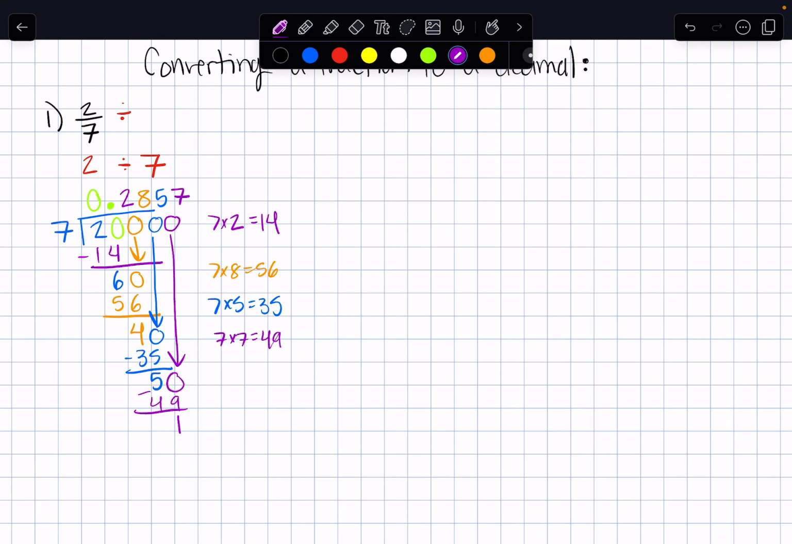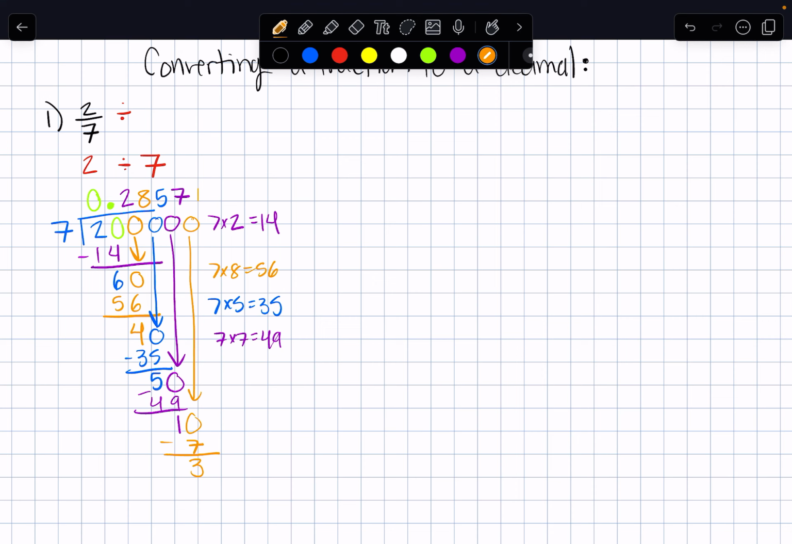And once again, we're going to continue our pattern, so we're going to bring down that next 0. So how many times does 7 go into 10? Well, it goes into 10 once. So we're going to take away 7. So we'll be left with 3. And you can keep doing this until you see some kind of pattern in your decimal or go for long enough that you can determine that it's never ending or repeating.